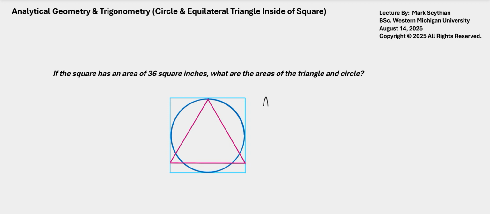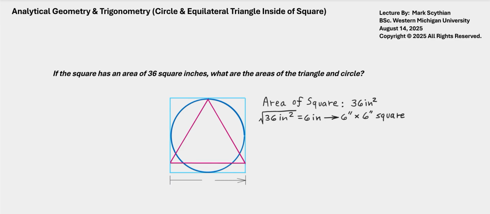So we can start with the information we know. Area of square has provided 36 square inches. So if we were to find its square root, this would imply a 6 inch by 6 inch square. So we can dimension the square out, so we have a reference.